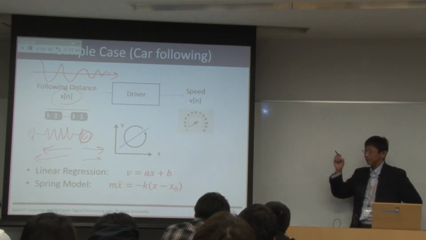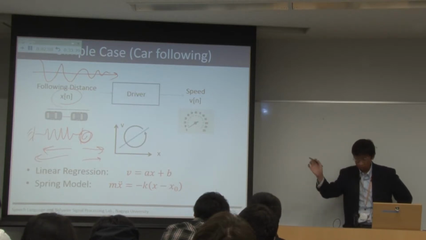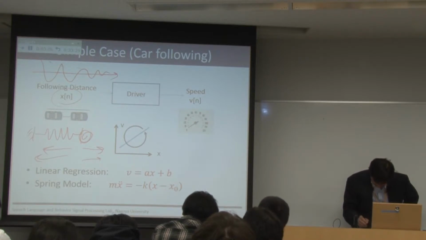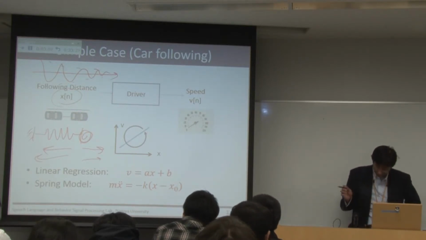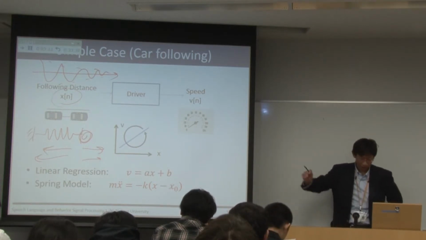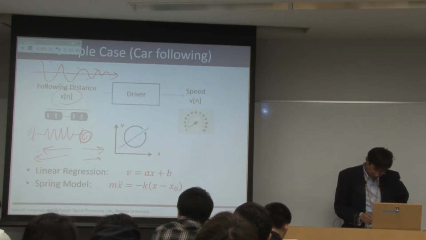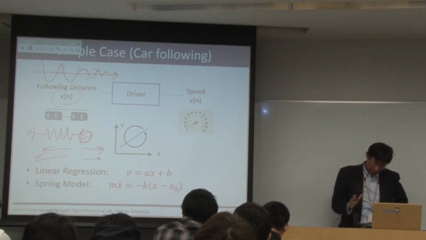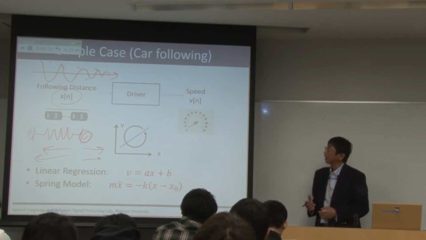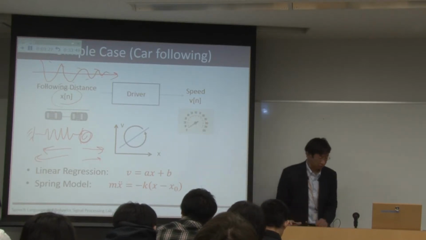So if you pull the mass and release it, then the mass oscillates. But in some sense, after some time, the oscillation settles into a steady state. So this is a very simple physical system, and you can suppose that human driving can also be explained by this simple oscillation system.